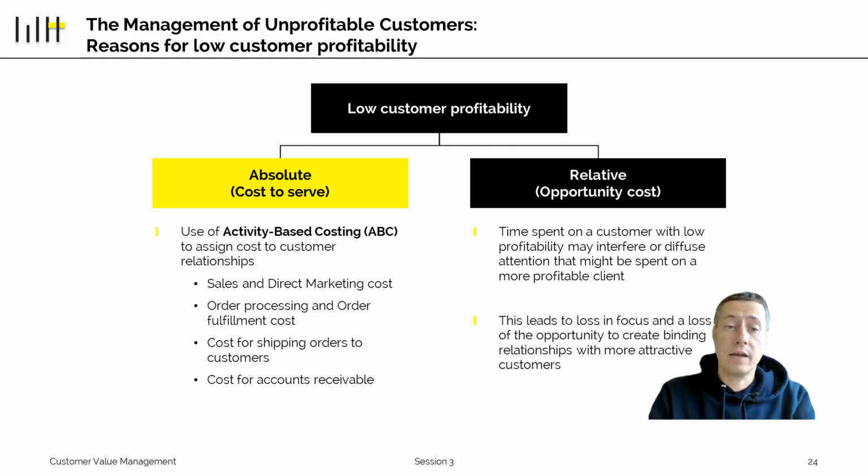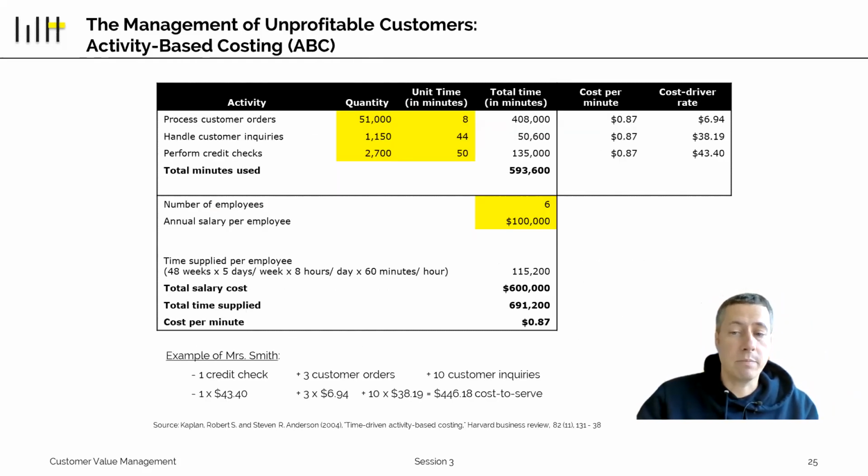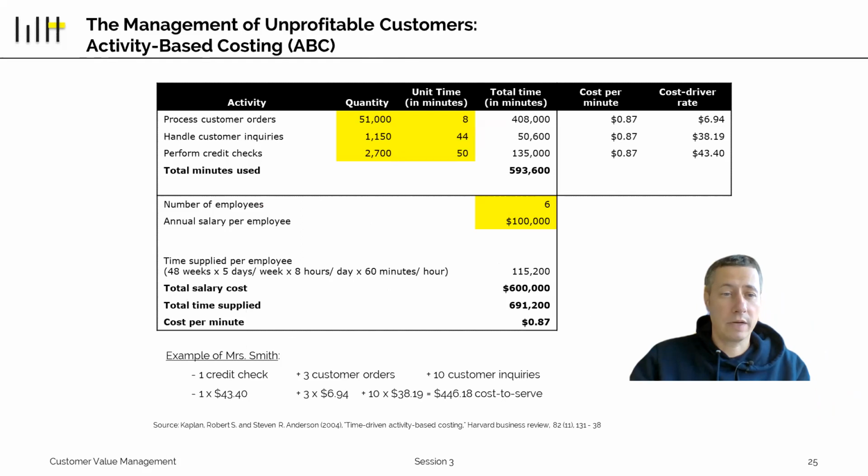In order to identify whether those costs to serve, as they are called, are larger than revenue, we first need to allocate such costs to individual customers. And one way of doing this is called activity-based costing. Well, activity-based costing is something that is very tedious to do in practice, but conceptually, it's actually relatively easy.